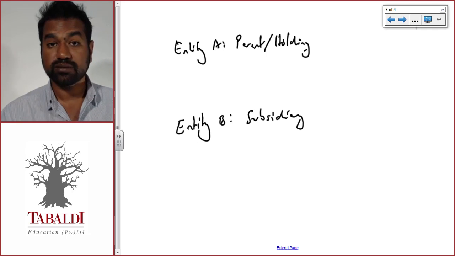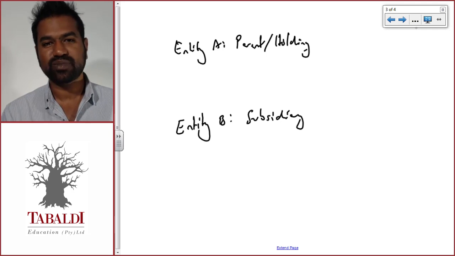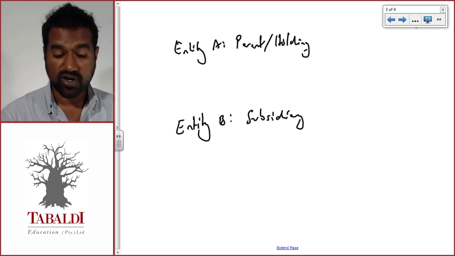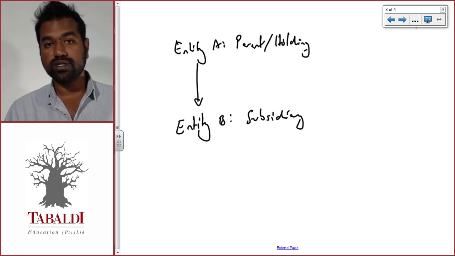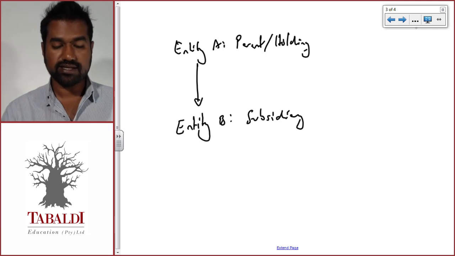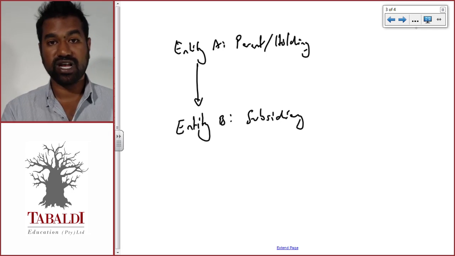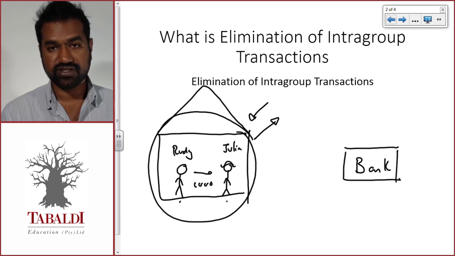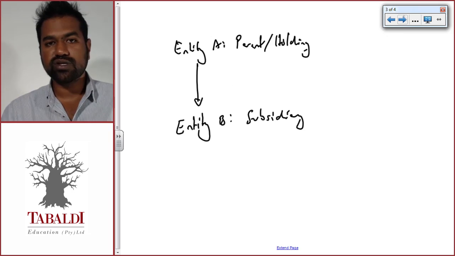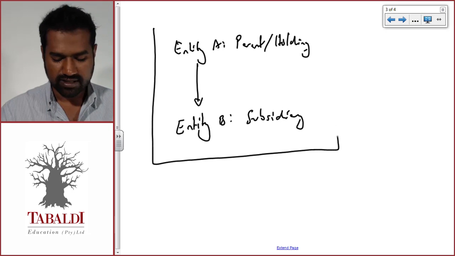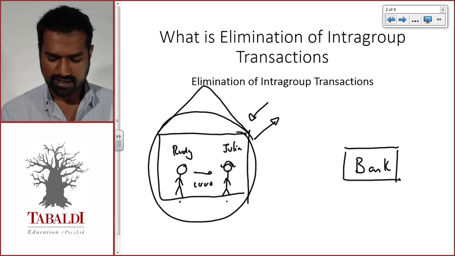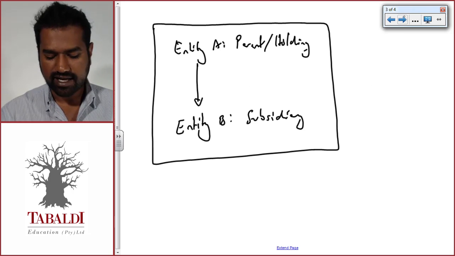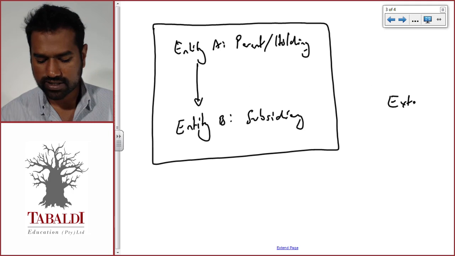And much like there's a relationship between Rudy and Julia, there needs to be a relationship between these two companies. In this case, for accounting, there needs to be an element of control, where let's say entity A owns a controlling share interest in entity B, so that forms a relationship. Now, we know that when there's a relationship, much like this couple, it creates a household. This household is known as a group. And what does the bank represent in this picture? The bank itself is external stakeholders.